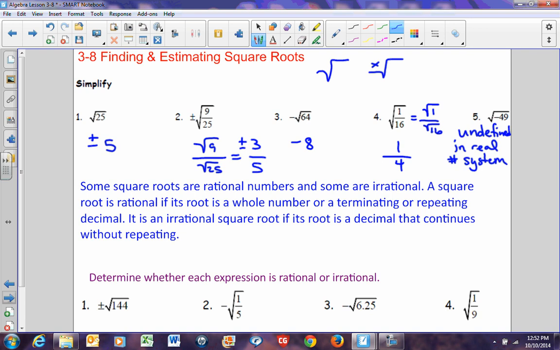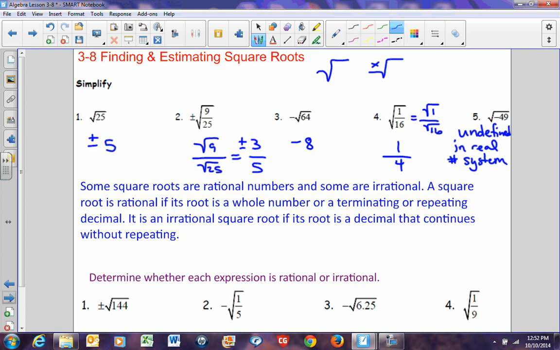Now, all of these numbers above us, with the exception of number 5, were rational numbers. The square root of 25 is 5. The square root of 9 is 3. The square root of 64 is 8. The square root of 16 is 4. Those are all rational numbers, terminating decimals.